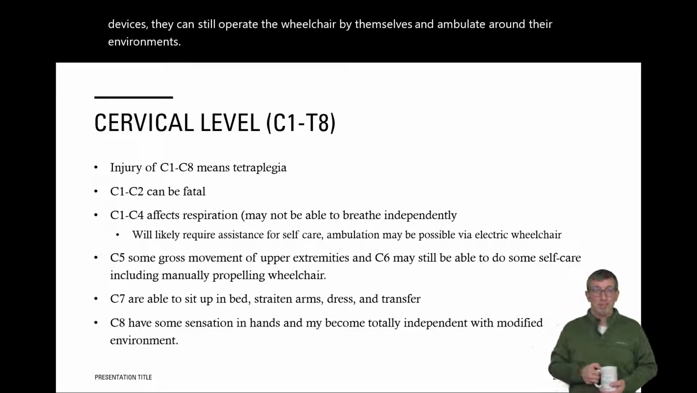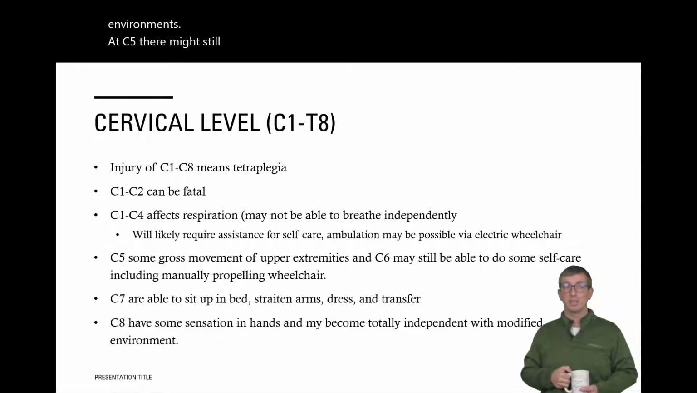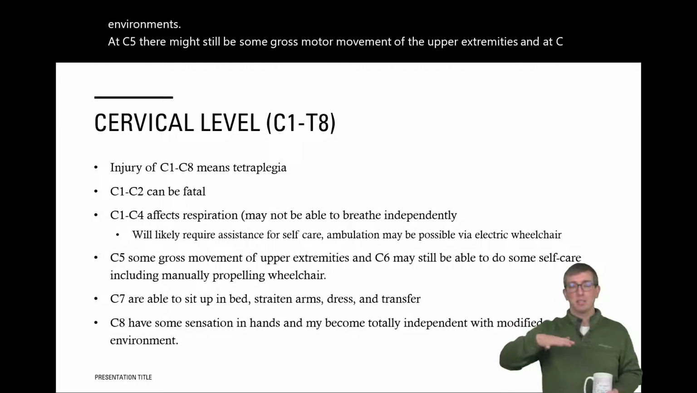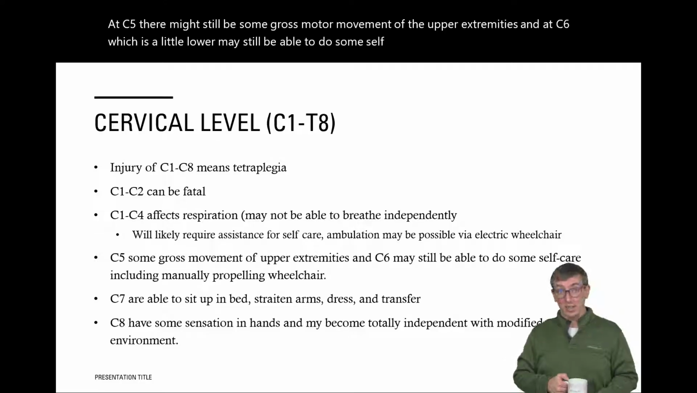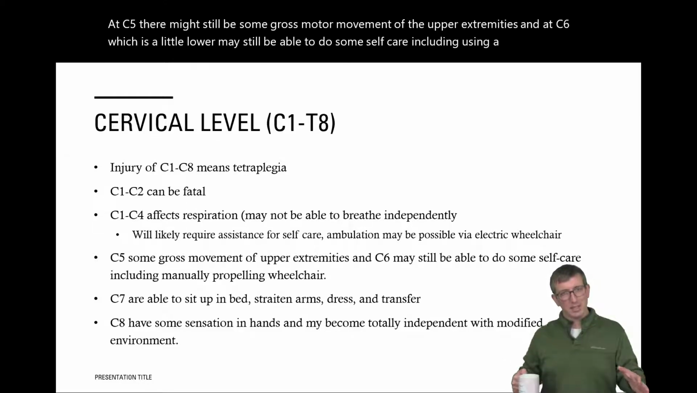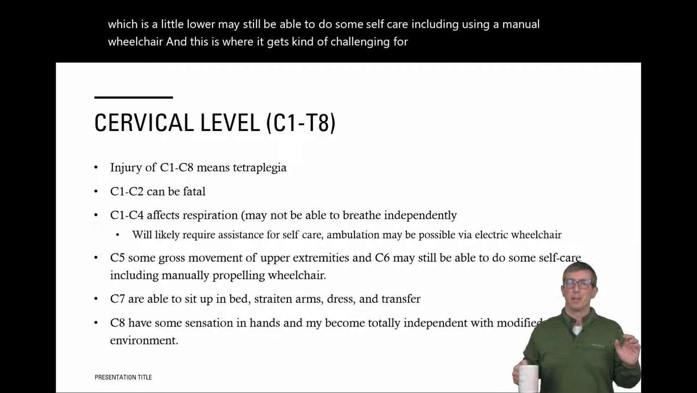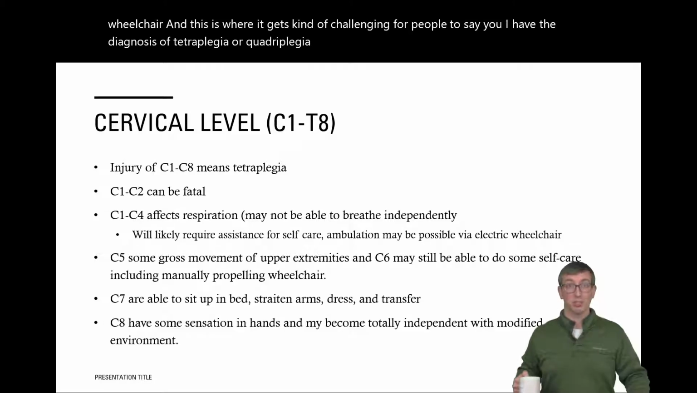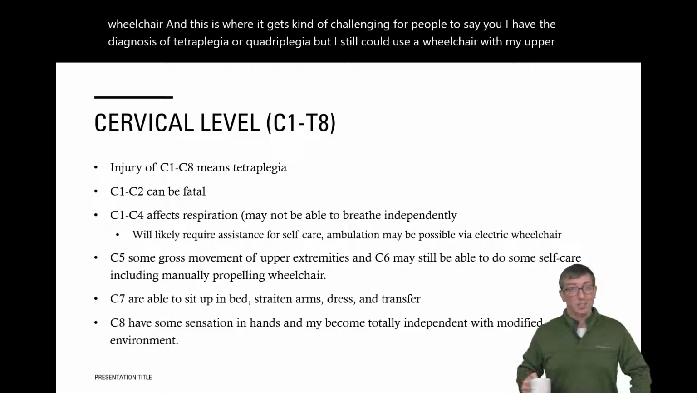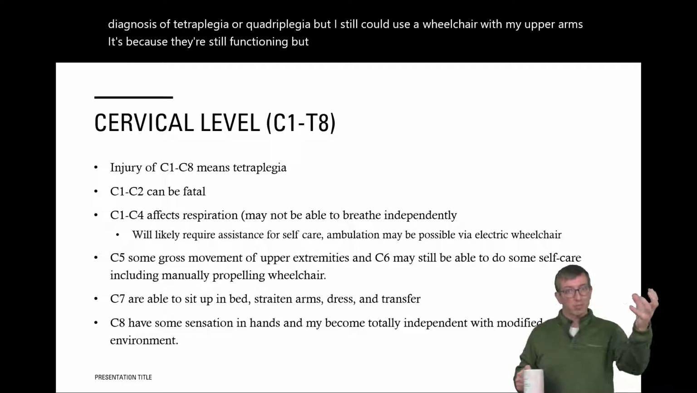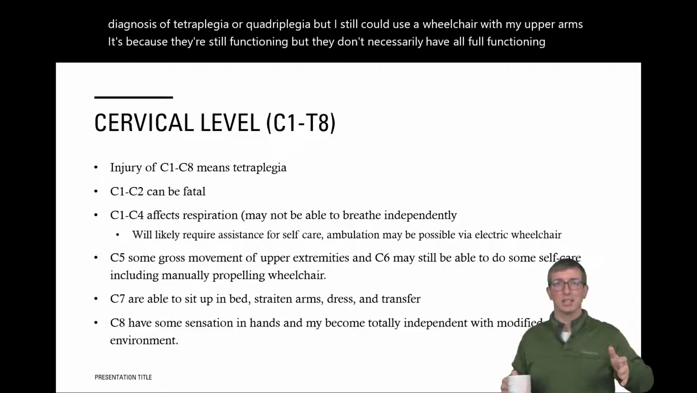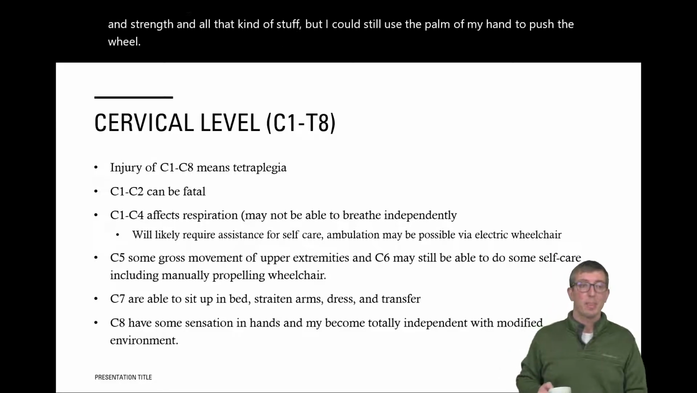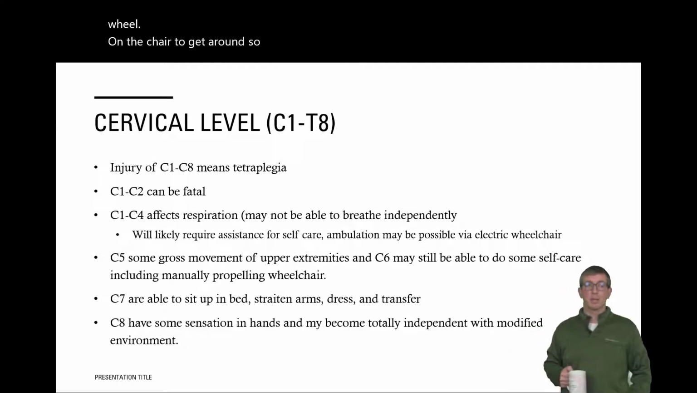At C5, there might still be some gross motor movement of the upper extremities, and at C6, which is a little lower, a person may still be able to do some self-care, including using a manual wheelchair. This is where it gets kind of challenging for people if they say, I have the diagnosis of tetraplegia or quadriplegia, but I still could use a wheelchair with my upper arms. It's because they're still functioning, but they don't necessarily have full functioning of grip and strength and all that kind of stuff. But I could still use the palm of my hand to push the wheel on the chair to get around. So that's still a potential possibility.